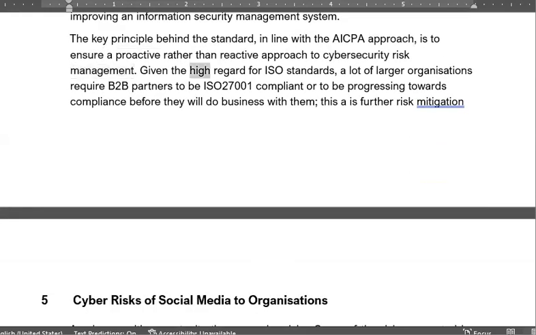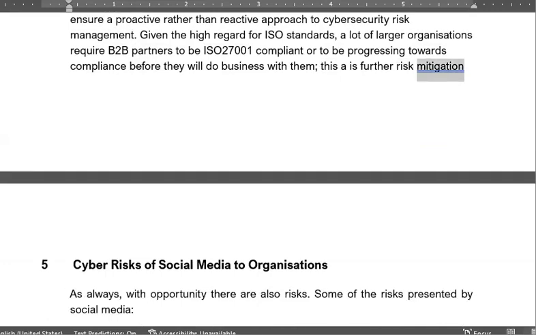Given the high regard for ISO standards, a lot of larger organizations require B2B partners to be ISO 27001 compliant or to be progressing towards compliance before they will do business with them. This is further risk mitigation.